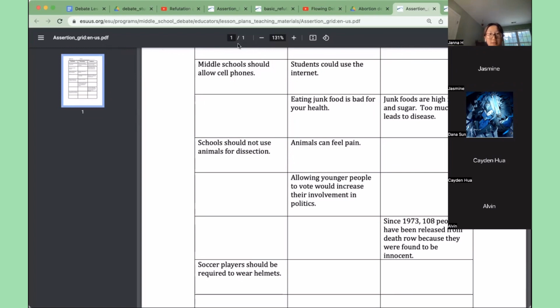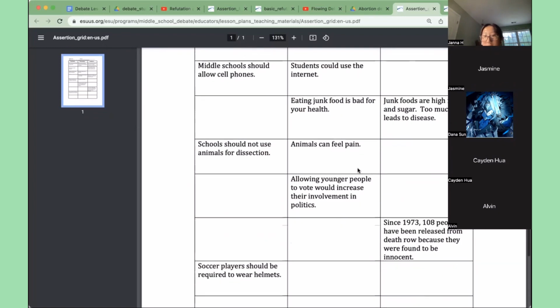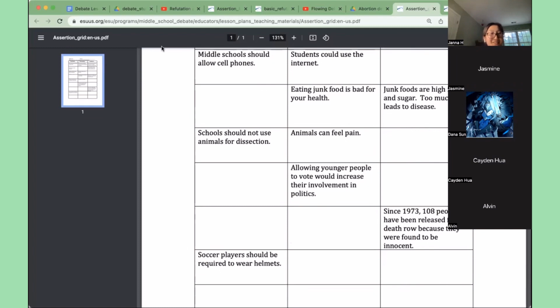Yeah, so as Crystal said in the chat, the assertion could be anything like you should lower the voting age, or like Kaden said, the voting age should be 16, or younger people should be allowed to vote, anything like that. And then the evidence, I won't give it away just yet, but you guys are doing good.